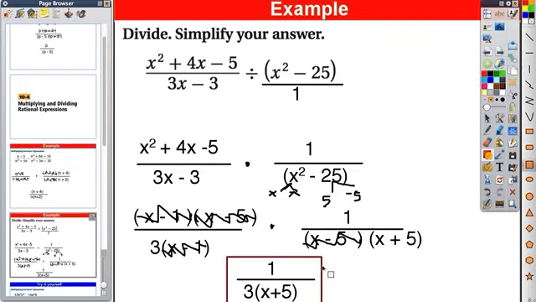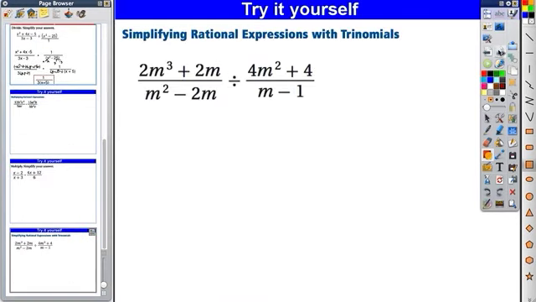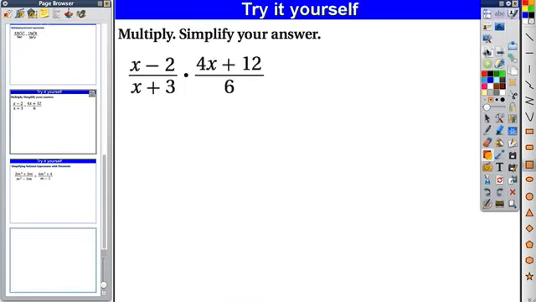So this is your answer right here. Okay, so good luck. Finish the rest of the problems. You have more problems here. I'll leave you guys to finish those problems.